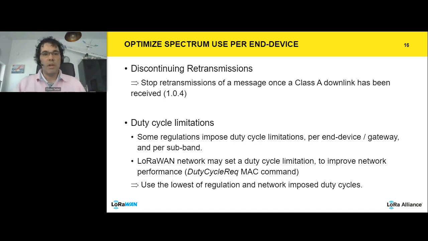So if there is a risk of network congestion locally, or maybe if an end device is talking too much, is sending too many uplinks, the duty cycle request MAC command is there to impose another duty cycle constraint. And the end device needs to use the lowest of the network imposed and regulation imposed duty cycles.